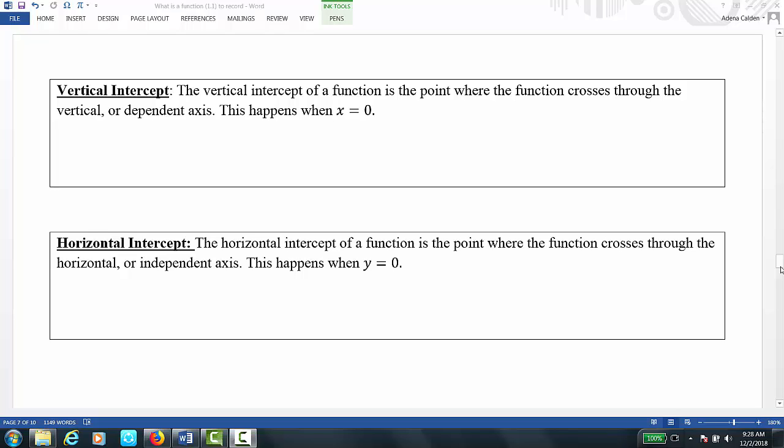Functions have many properties that we want to study and understand. Some of the properties will be explored here, where we talk about things like the vertical and horizontal intercept and where functions are going to be increasing and decreasing.